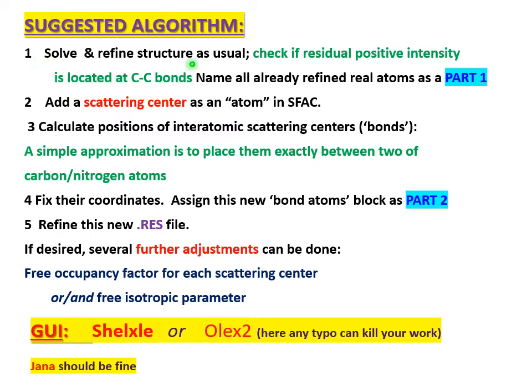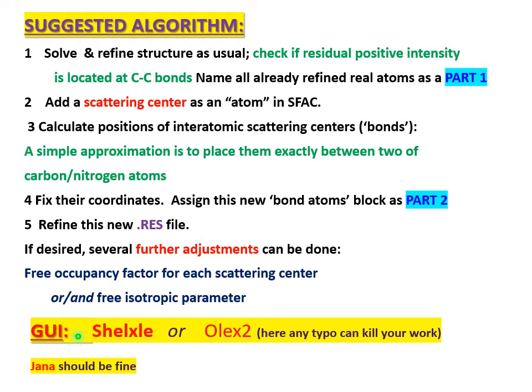Your algorithm would be: solve and refine the structure as usual. Check if residual positive density is located on covalent bonds. If not, stop. Name the already refined real atoms as part 1. Add the scattering center as an atom in the SFAC directory. Calculate the positions of interatomic scattering centers, bonds. A simple approximation is to place them exactly between two atoms, such as carbon-nitrogen. Same for lone pairs. Fix their coordinates. Assign the new bond atoms block as part 2. And refine using the res file. If desired, several further adjustments can be done. You free the occupancy factor for each scattering center, free the isotropic parameter, can add CH bonds, and so on.